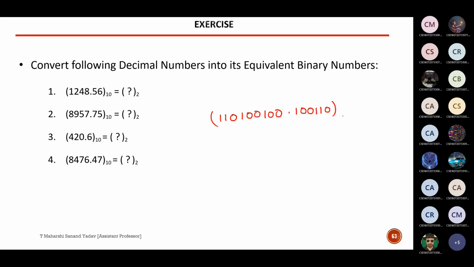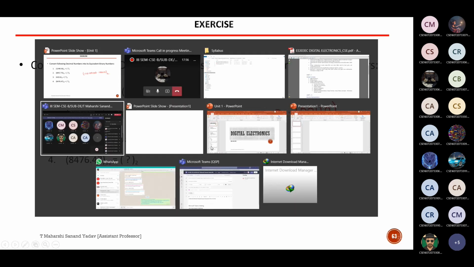So let me check whether we are getting this answer or not. So 420.6, which is in decimal, into binary. So first divide 420 by how much? 2 or 8? By 2. So 2 into 210 is 420. So remainder will be 0.